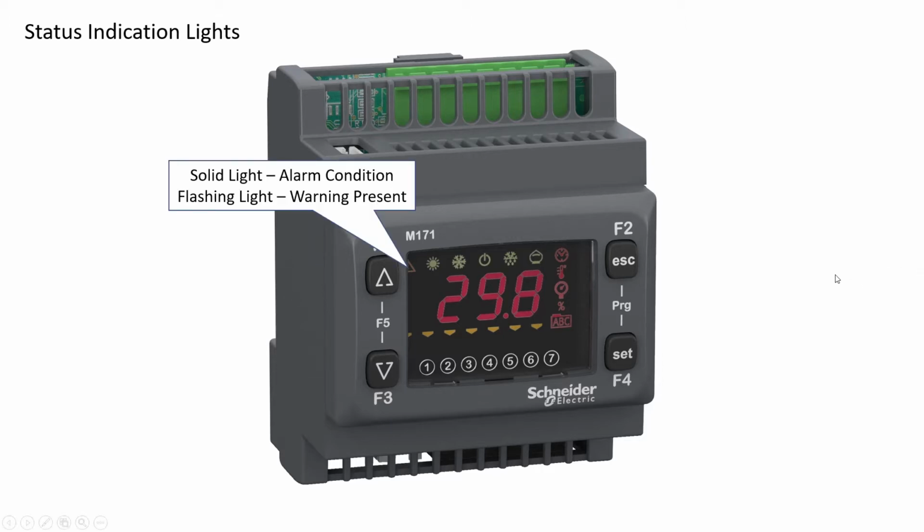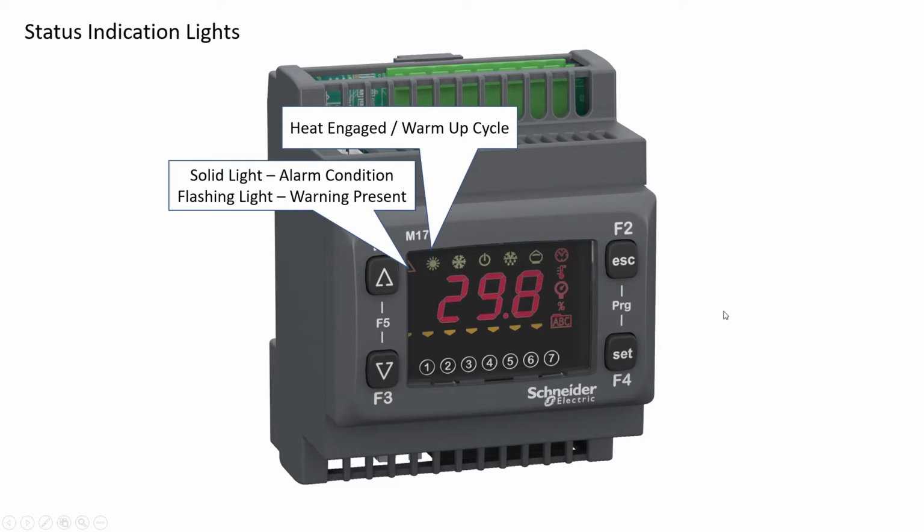Here we have our warning / fault indication. A solid light means that there is an alarm condition, whereas a flashing light means that the warning is present. Next up, we have heat engaged / warmed up cycle. If you have a chiller system that has heat in it, this just means that the heaters are pulsing.